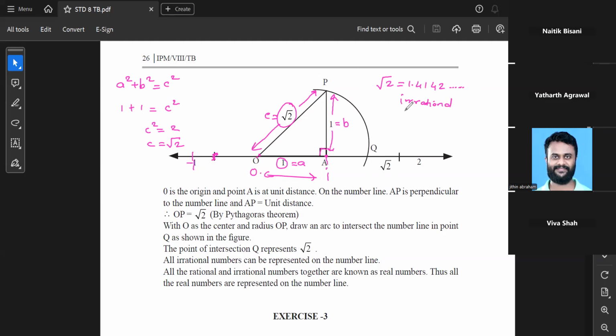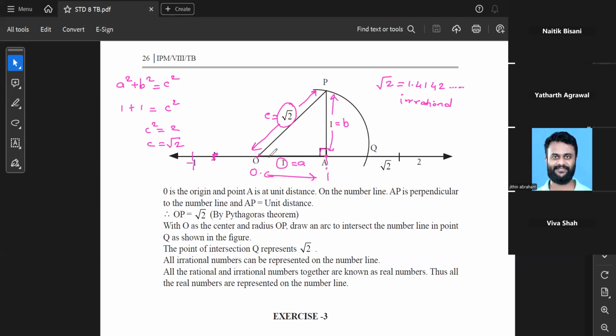Now the question is, this is an irrational number. If I'm asking you, from Pythagoras you made this root 2. Now in simple logic, how to express it? See, the number line is this horizontal line, right? Now I know that this distance is root 2. Now the question is how to express this root 2 on the horizontal line.